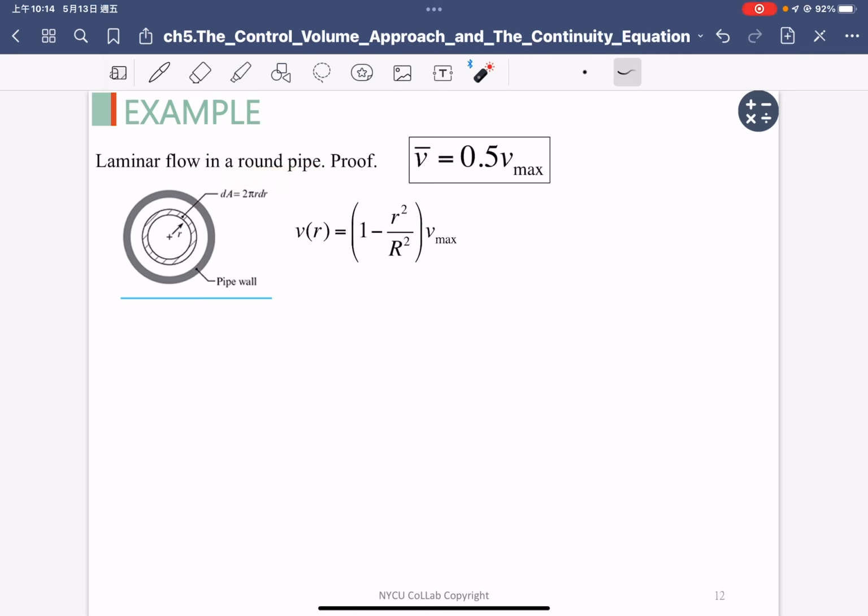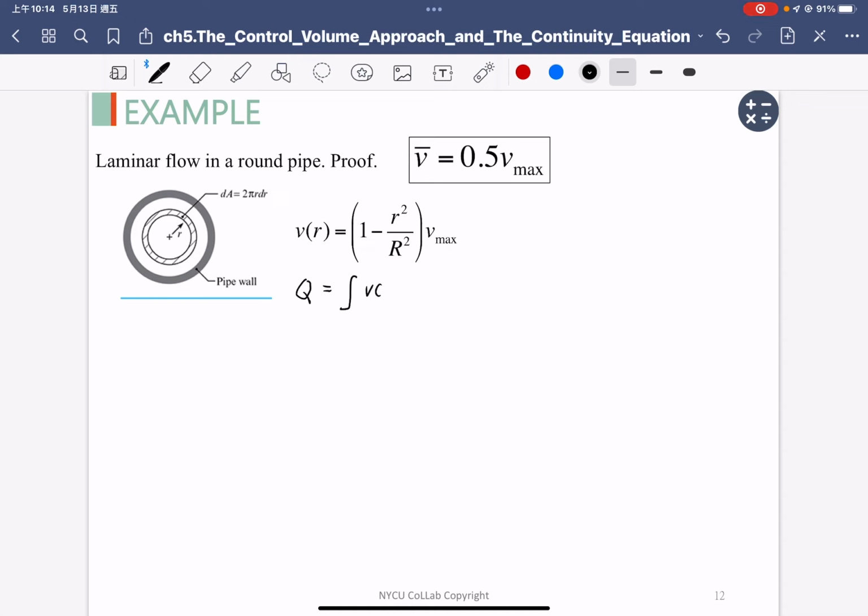round pipe. So please prove the relationship between the mean velocity and the V maxima. As we already know, the answer showing here is the ratio is 0.5. So the idea is the same. We start from the definition of the discharge. As we know, the discharge Q will equal the integration of the velocity V.